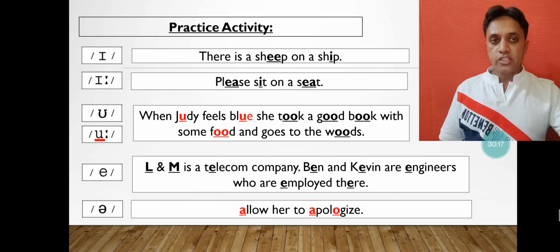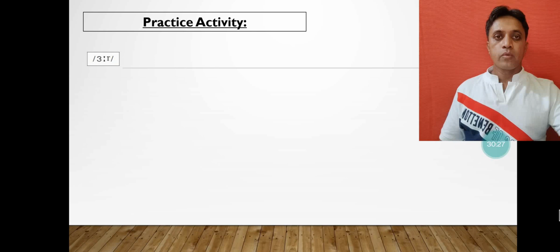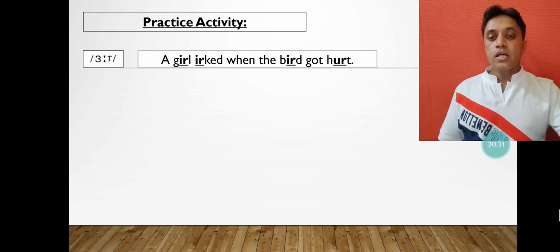Allow her to apologize. The sound letters are highlighted in red color. Let's continue with the rest of these sounds. Like a girl irked when the bird got hurt.